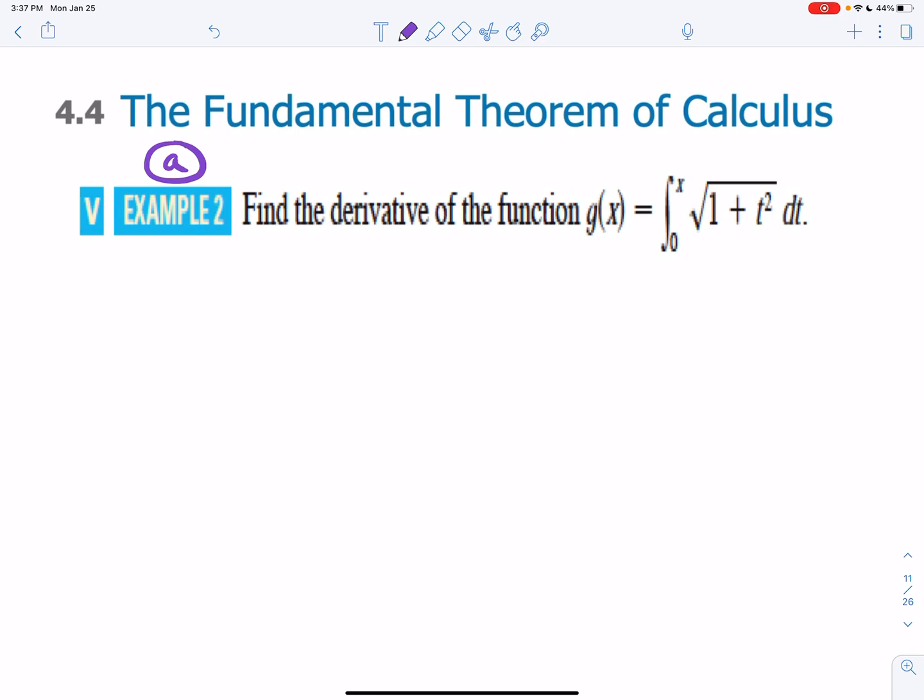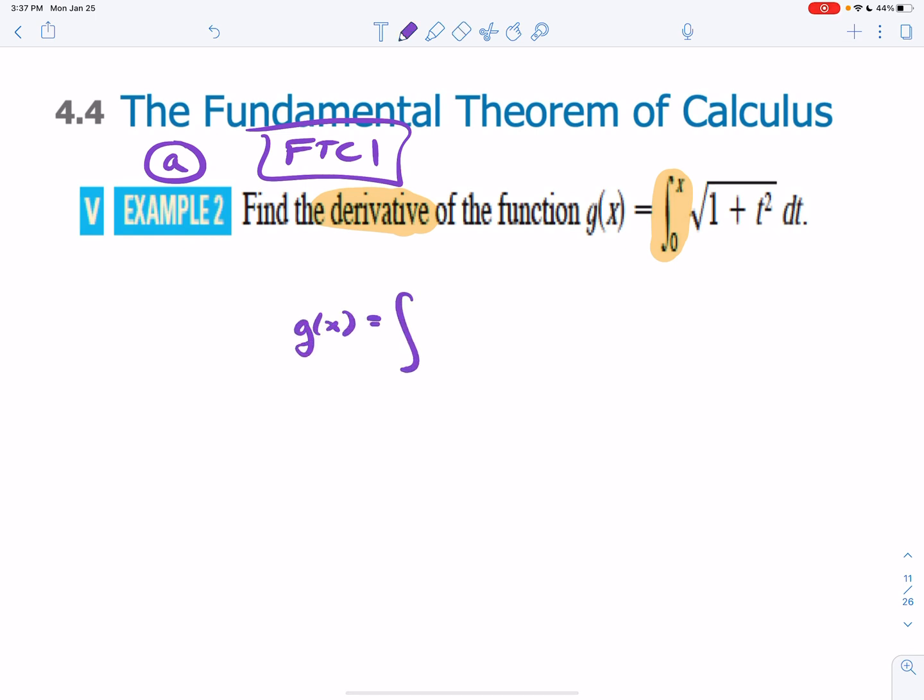So the first thing you want to spot is you want to make sure that they're asking for the derivative of an integral. And this is how you know that FTC 1 applies, okay? And to be honest with you guys, I don't remember if it's part 1 or part 2, but I do remember how it works, and that's all that matters. So here we go. We know that g of x is the integral of the square root of 1 plus t squared dt from 0 to x.